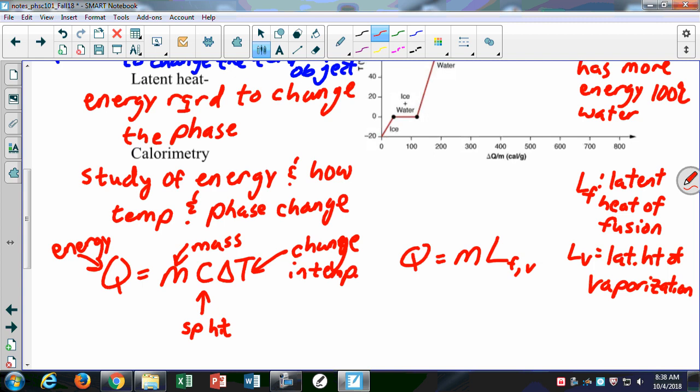Okay? So the latent heat of fusion goes from solid to liquid and liquid to solid. What is the latent heat of vaporization? Latent heat of vaporization goes from liquid to gas or gas to liquid. Vapor, right? That's a gas.